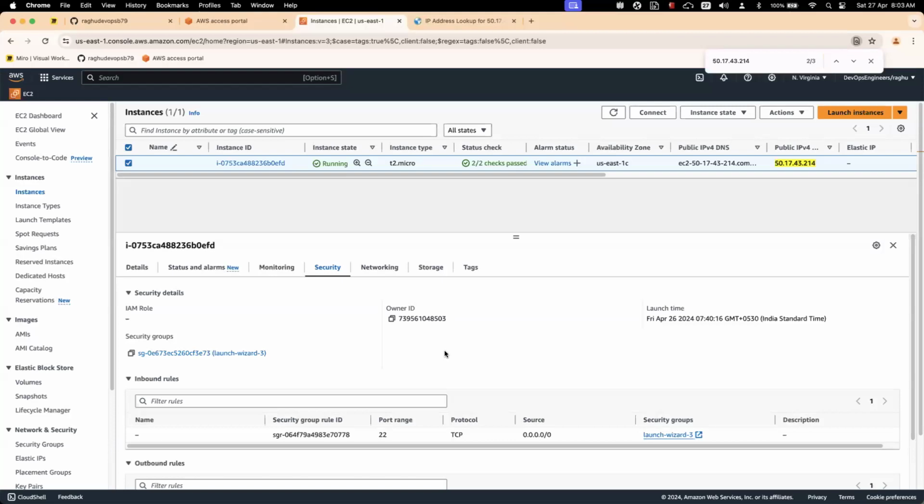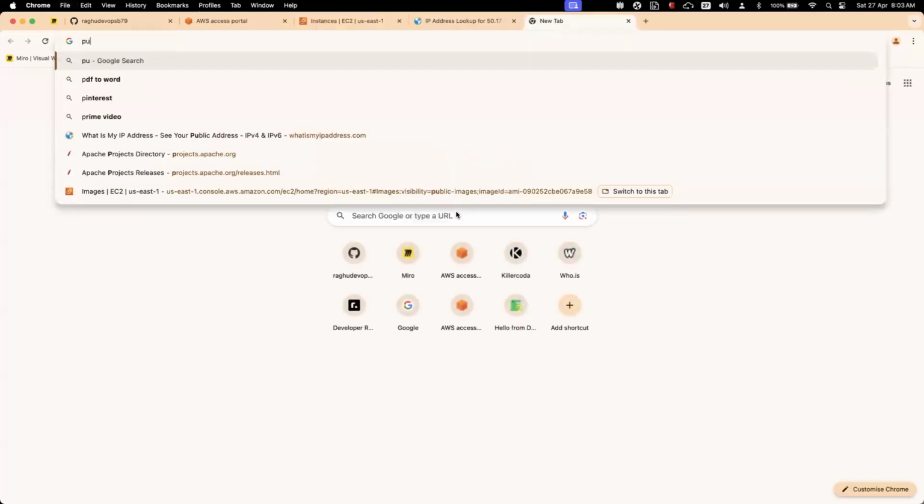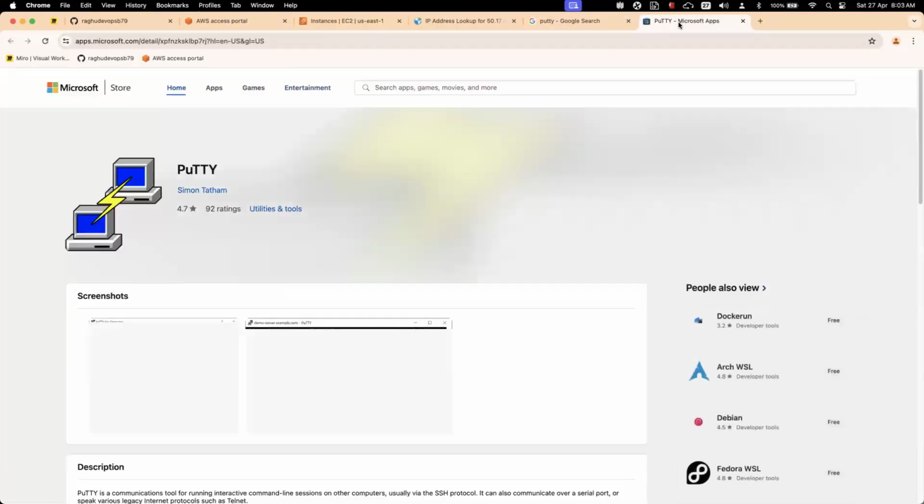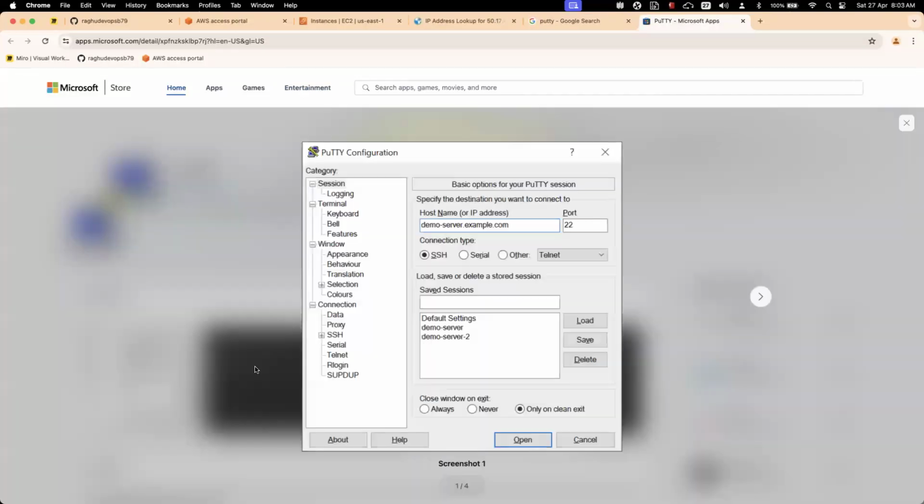My PuTTY, the client, needs to reach the server with the proper information. What is that proper information? If you observe, open PuTTY, and on the right side you will immediately see something called port number 22. You're giving an IP address, but on the right side there is something called port number 22.